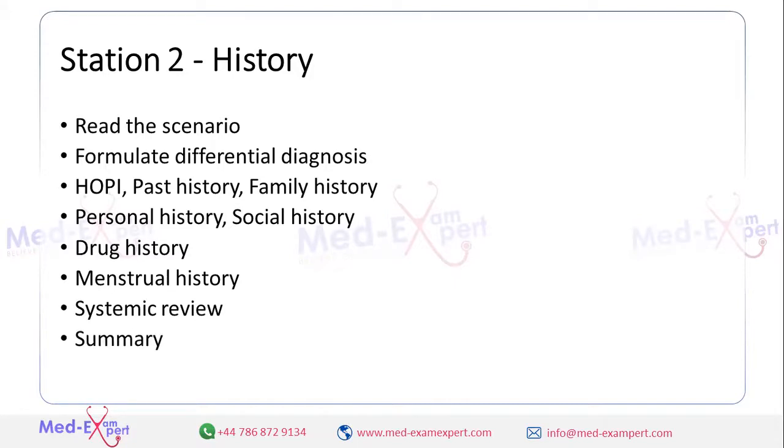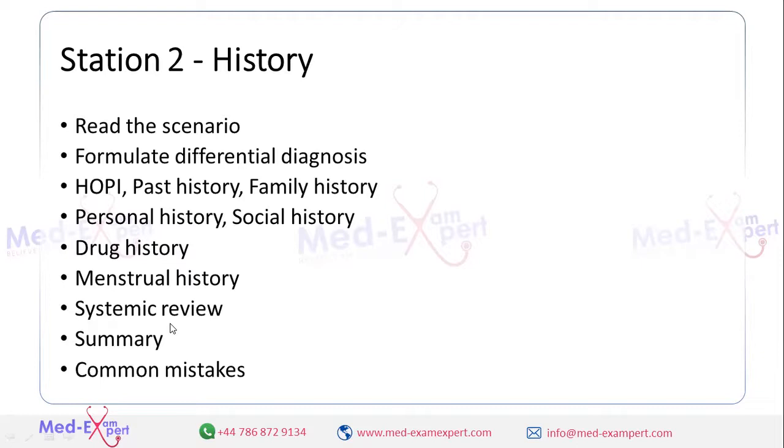And always summarize the history, because in the history station you have about 14 minutes, 1 minute for the review and 5 minutes for the examiner. So you need to summarize before you conclude with the patient. Common mistake: most of the students take a lot of time in history of presenting illness. By the time they come to the drug history and menstrual history, they would have finished 12 minutes. Once you cross 12 minutes and you are not able to summarize or take systemic reviews, you might have less time to answer the patient's concerns.